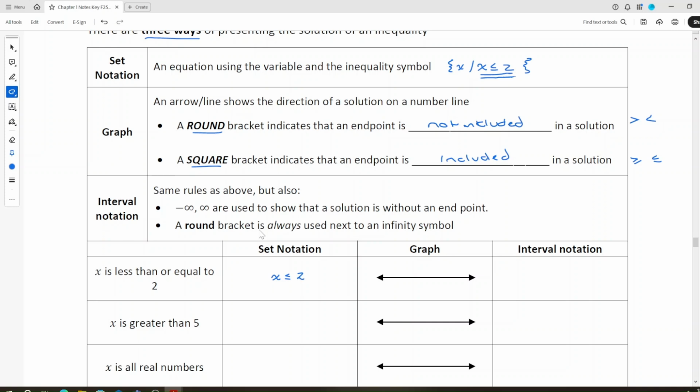As a graph, you would put 2 somewhere on the number line. I don't care where. And I don't put all the other numbers. I literally just put the number that I'm talking about. And then I know that the numbers go less to the left and greater to the right.